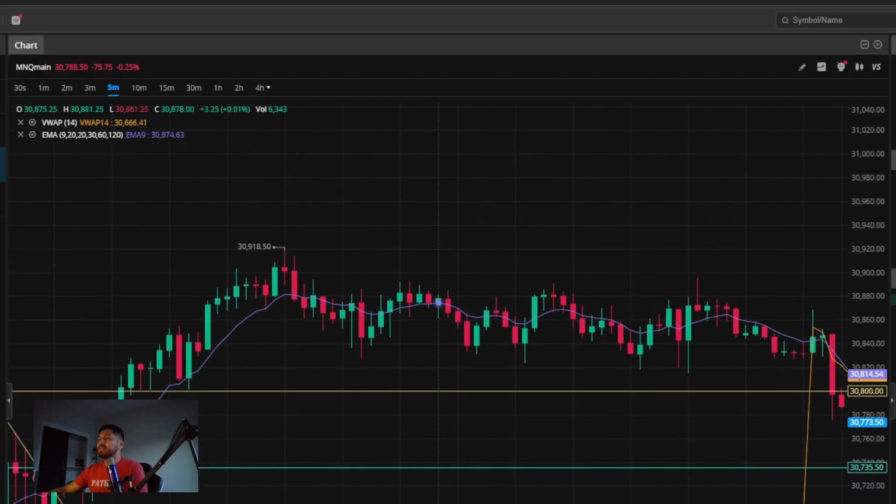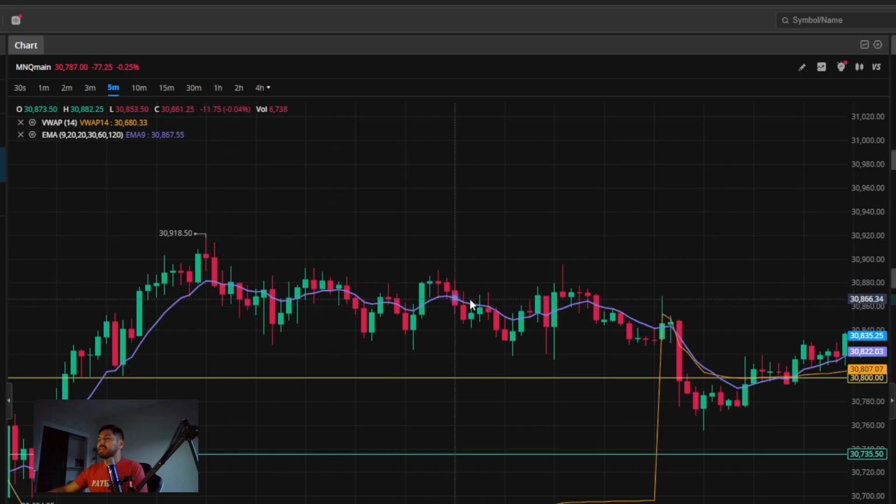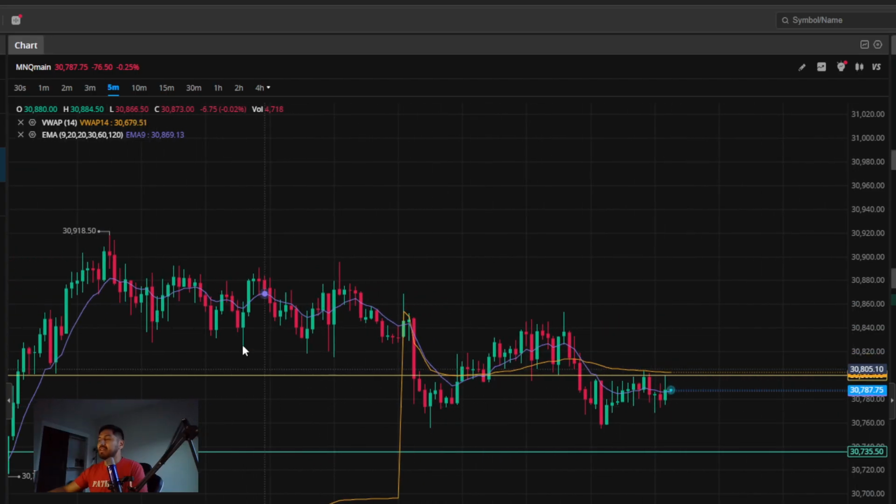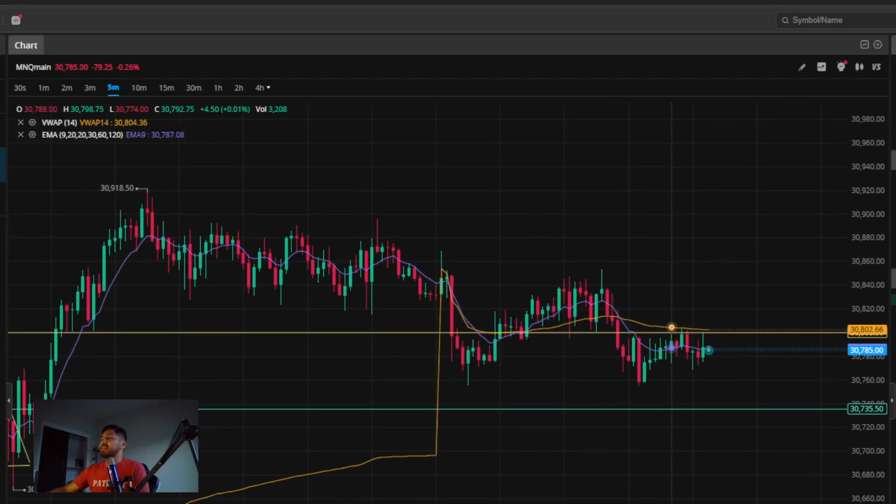So we had a move to the upside and then just traded sideways until we hit 30,918.50, which was the high, and then sold off a little bit, trading at 30,785 here.